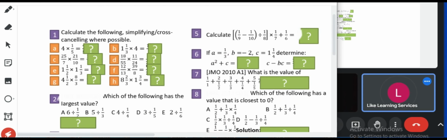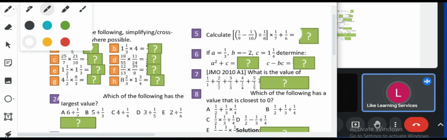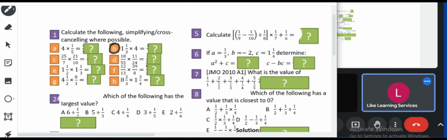It's easy. Okay, let me just pick a few like this one. I'm going to circle in black. Let's do B. Let's do F. And let's do H. Maybe G. Very quickly. Let's start with B.